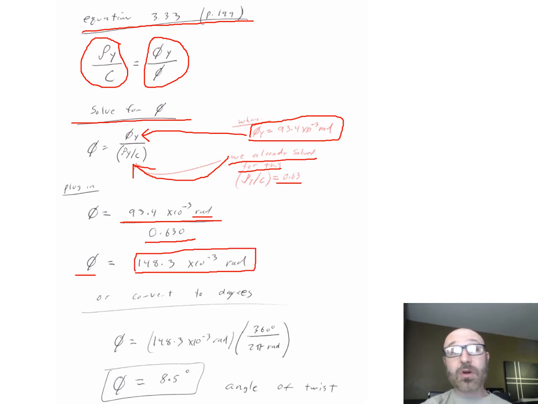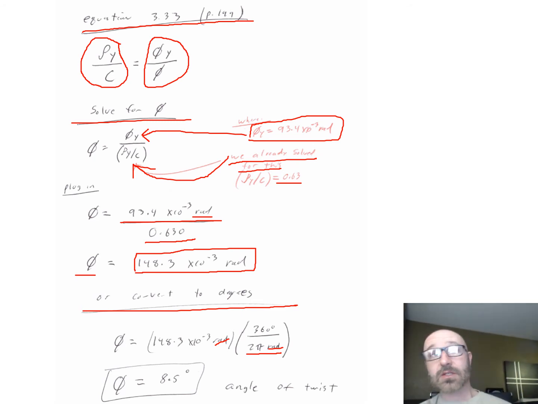If we did want to convert to degrees, we say phi is equal to, and I do out my full unit analysis here. Sometimes you get confused: was it 2 pi over 360 or 360 over 2 pi, or just multiply by 360? Well, we just say here, 2 pi radians is 360 degrees. So we can plug that right in there. Our radians cancel with our radians, and we divide by 2 pi radians times 360 degrees. What we end up with is that phi is equal to 8.5 degrees, which is our angle of twist.